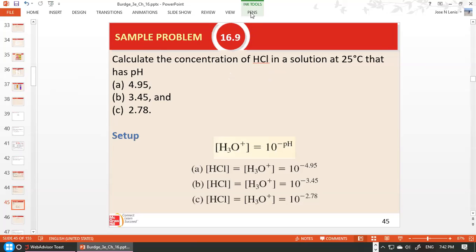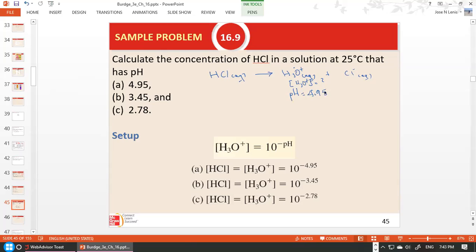we have hydrochloric acid again, which is a strong acid. And we have HCl aqueous forming H3O plus aqueous plus Cl minus aqueous. Since this is a strong acid and we know the pH of the solution is 4.95, we want to know what is the concentration of H3O plus.